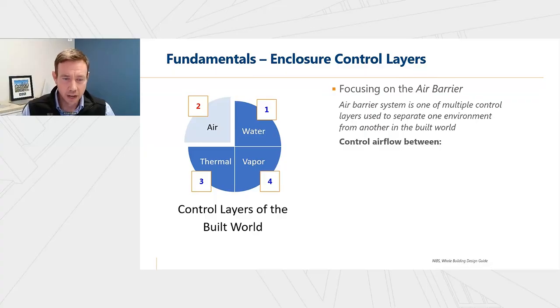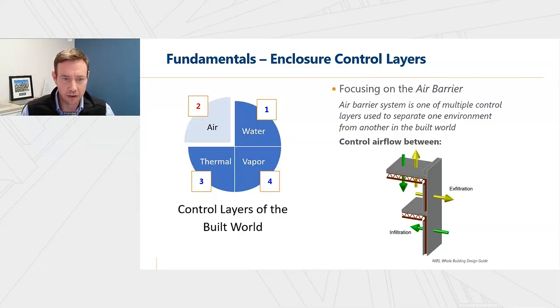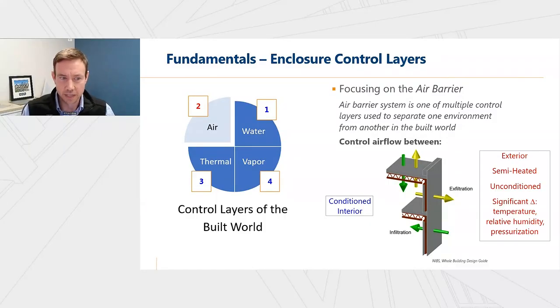So, focusing on the air barrier, and we're going to be saying air barrier a lot. An air barrier is defined as one of multiple control layers used to separate one environment from another. It is intended to control airflow between the interior conditioned spaces and the exterior, or other types of adjacent spaces that are conditioned differently. Air leakage from exterior to interior is infiltration, as shown with the green arrows in this graphic through an enclosure wall or roof, and air leakage from interior to the exterior is exfiltration, as shown with the yellow arrows.